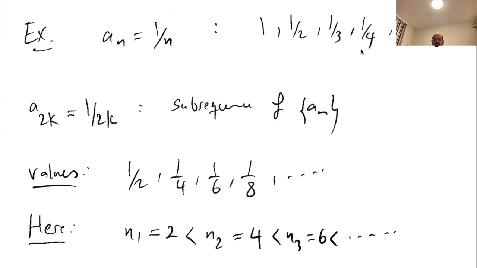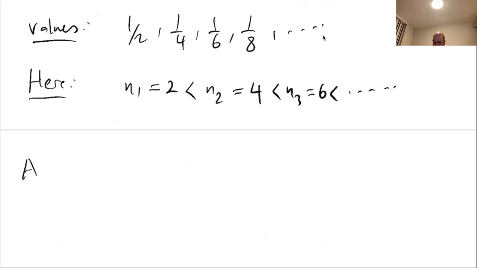Okay, so here we have a subsequence of the original sequence. As long as n1 is less than n2, less than n3, less than n4, and so on, you have a subsequence. In this case, the ni have a certain pattern because each ni is 2 times i, basically twice the original index. But it doesn't have to have a certain pattern. So let me list another subsequence of An.